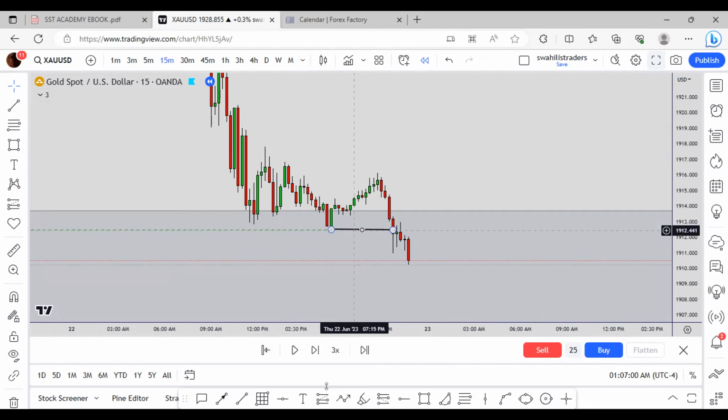low. So now we have to wait to see some bullish structures being created by the market, especially if we see the market taking this high.